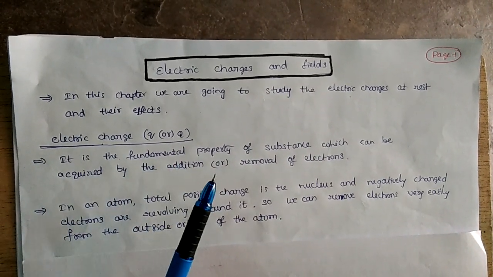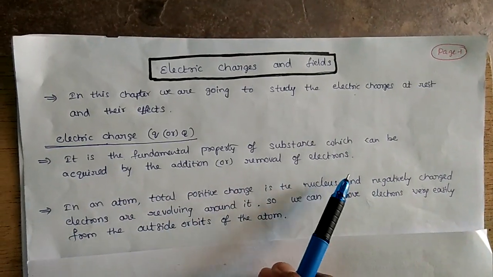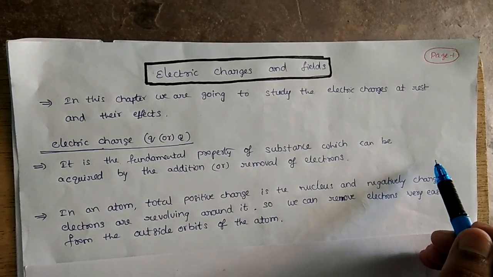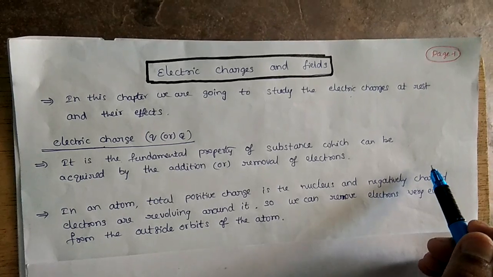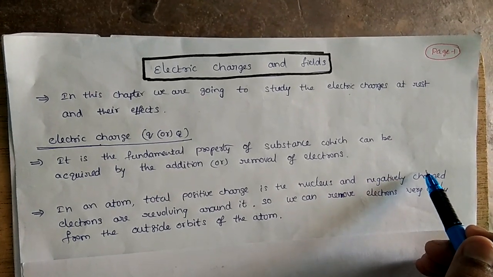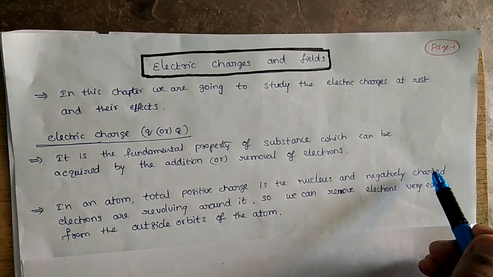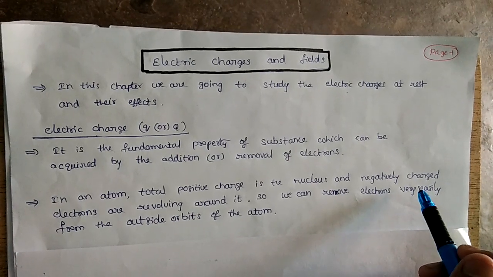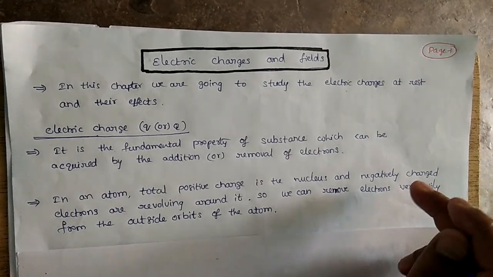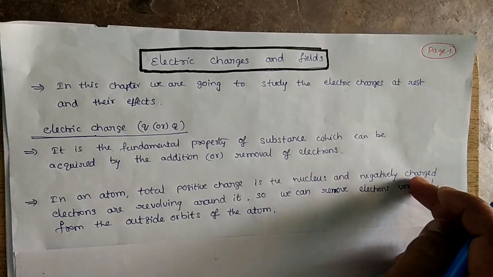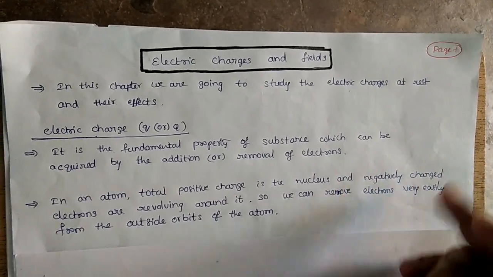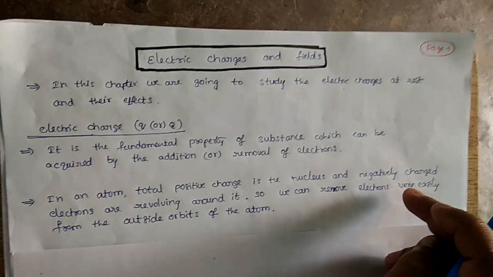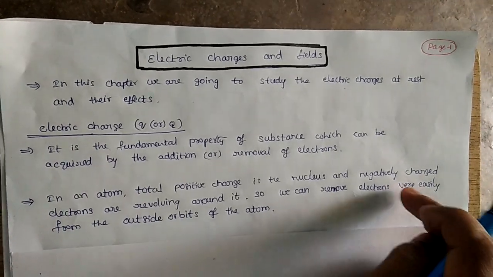According to modern theory, we know very well the structure of atom. Every atom consists of a nucleus at its center, which consists of protons and neutrons. Hence, the nucleus has positive charge, and electrons are revolving around it in circular orbits. Those electrons have negative charge. That is why, since the electrons are revolving outside the nucleus, we can easily remove the electrons from the outermost orbits. Whenever the discussion of charge comes, we will explain the charge in terms of electrons only.